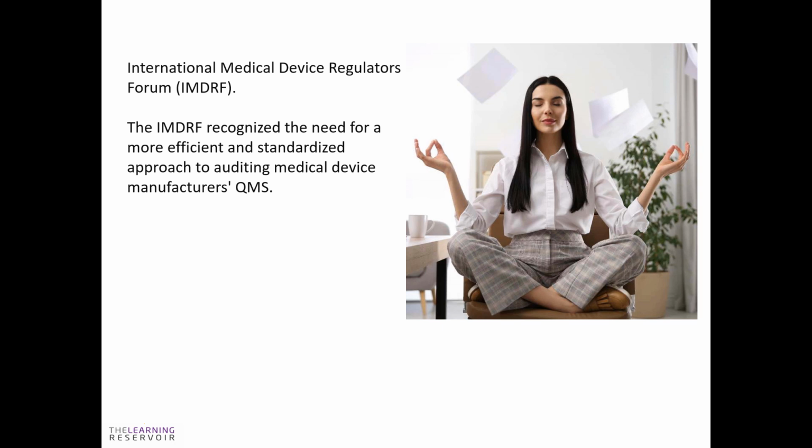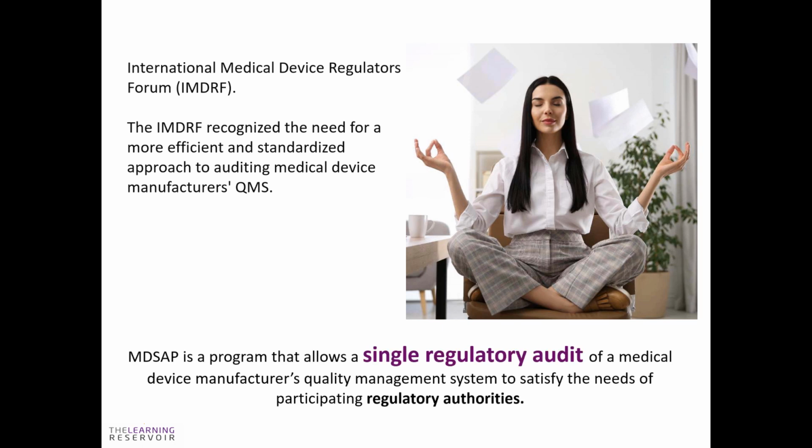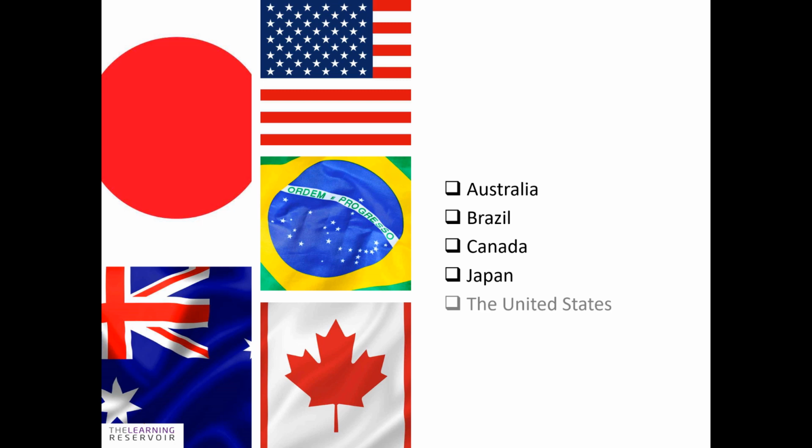to streamline regulatory audits by allowing manufacturers to undergo a single audit that will be accepted by multiple regulatory authorities participating in the program. So for example, there's 5 countries participating in the program. It's Australia, Brazil, Canada, Japan, and the US.